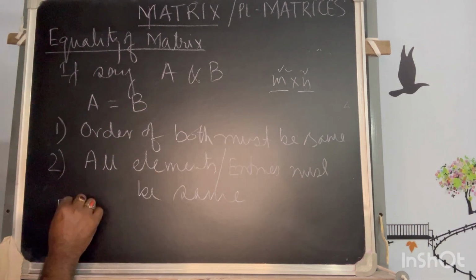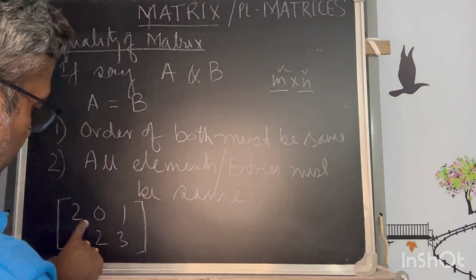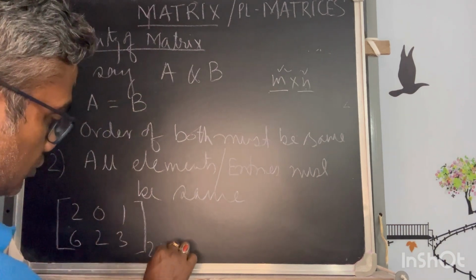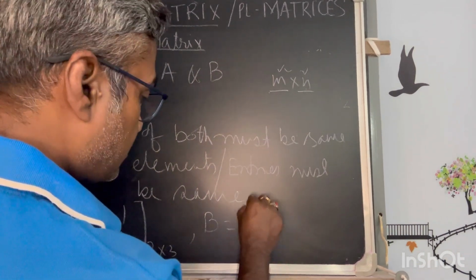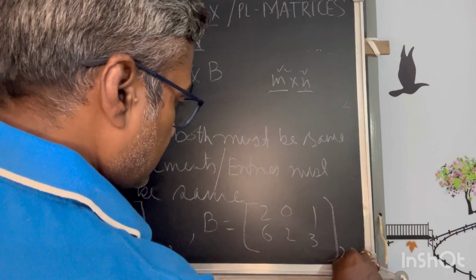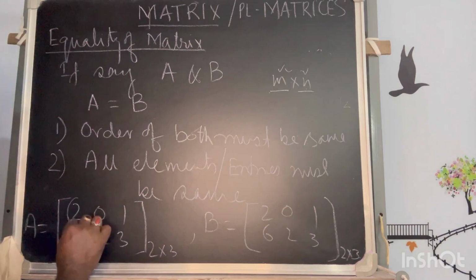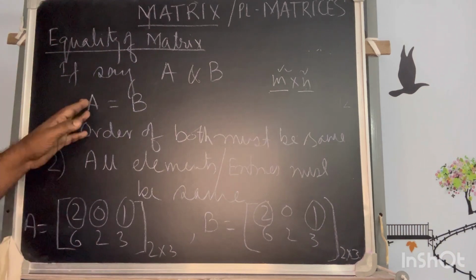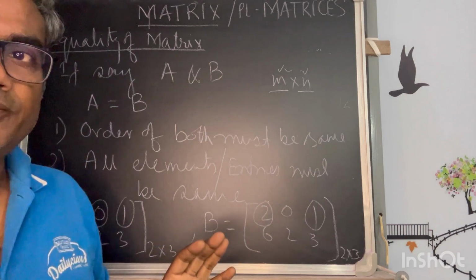So if I take an example of a 2, 0, 1, 6, 2, 3 matrix, what is the order? Number of rows 2, number of columns 3, so 2 into 3. So if it is represented by A and B is another 2, 0, 1, 6, 2, 3, that has to be completely identical. So that means the order is same, and each element, according to the position, has to be same. So then only we can say the matrices are equal. So that is the equality of matrix. Understood?